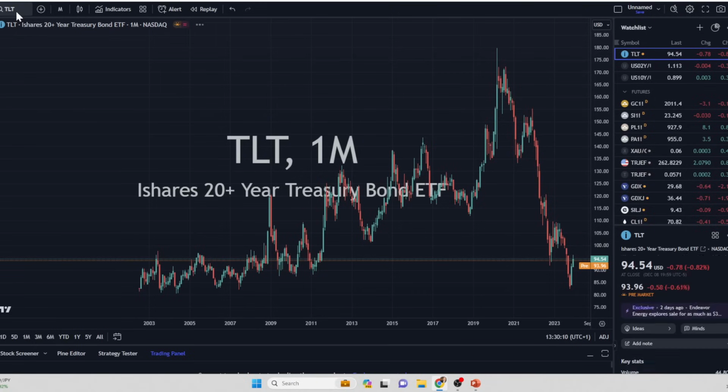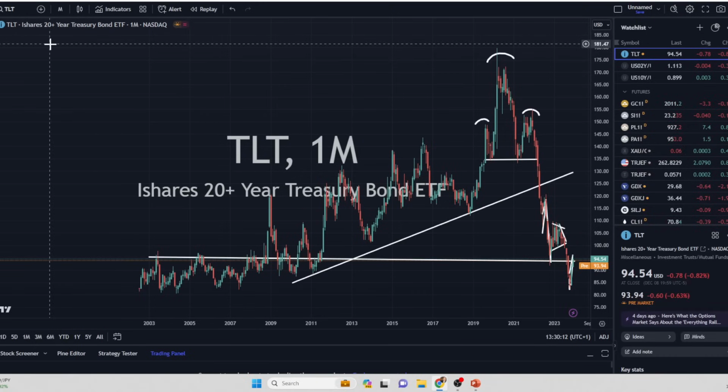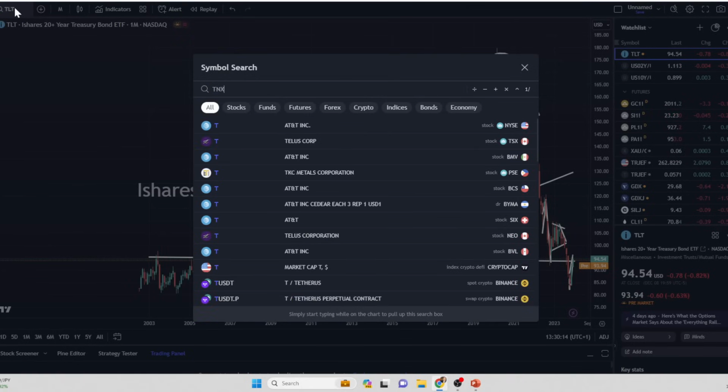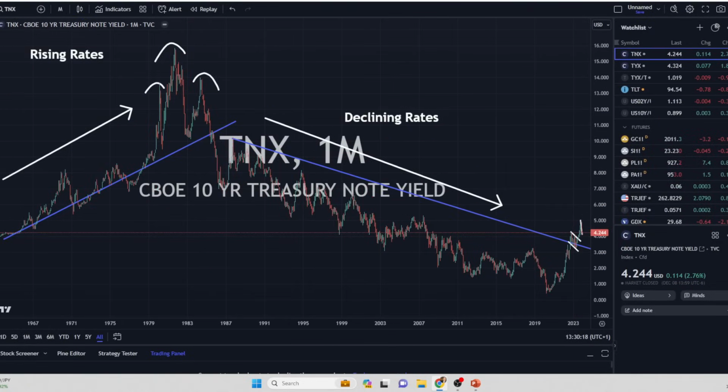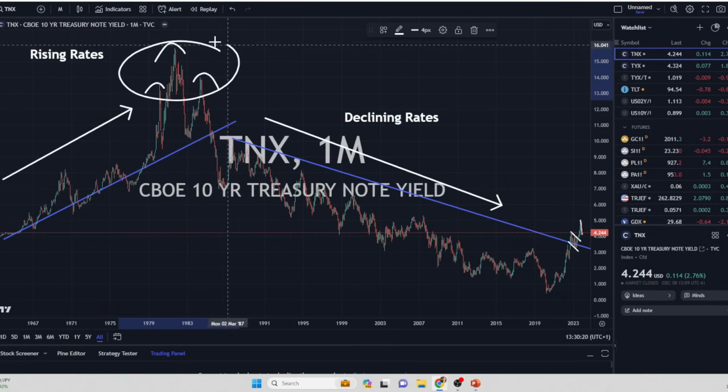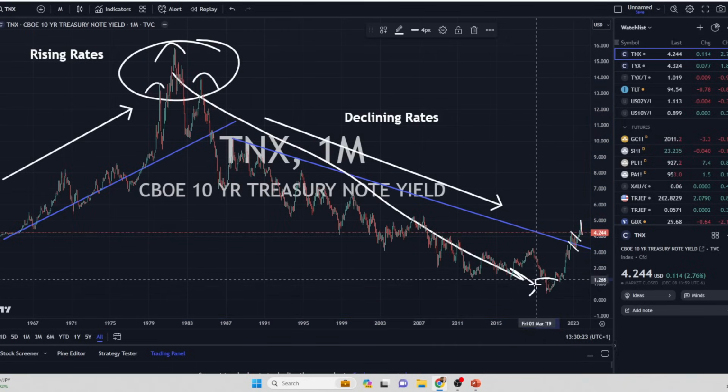So I'm just going to use TLT. Well, it doesn't have that. We'll use the TNX, which is the yields. So a bond bull market is when you have high yields and they decline to low yields. That's a bond bull market.